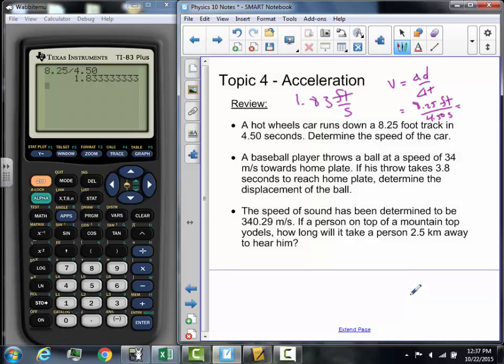All right, second question. I like sports and physics. So if you're particularly a boy, boys and sports often go together. Girls do too. I don't mean to be sexist, but sometimes physics works for sports. So you're throwing a ball at 34 meters per second.